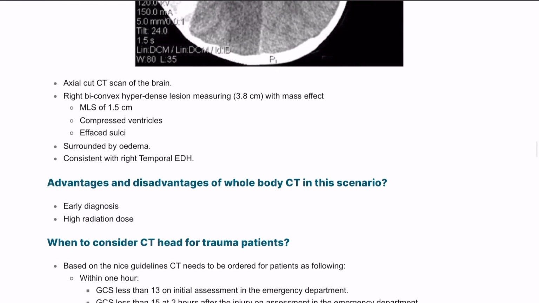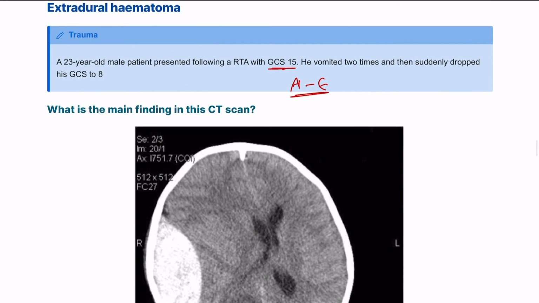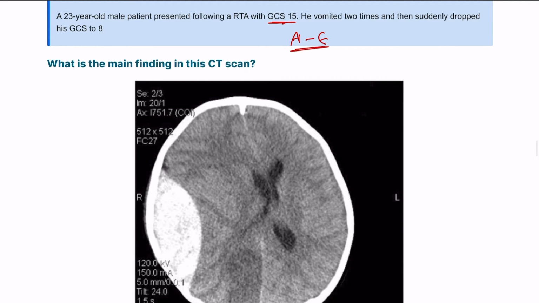All right. So we have a scenario in here, like we explained earlier. A 23-year-old male patient presented following a road traffic accident with a GCS of 15. He vomited two times and there was a sudden drop of the GCS. This is a CT scan. What do you think of this CT scan?